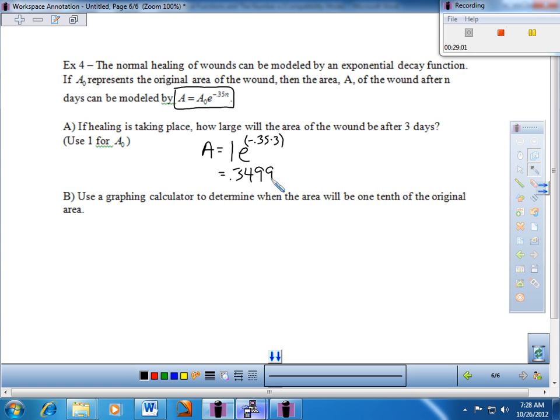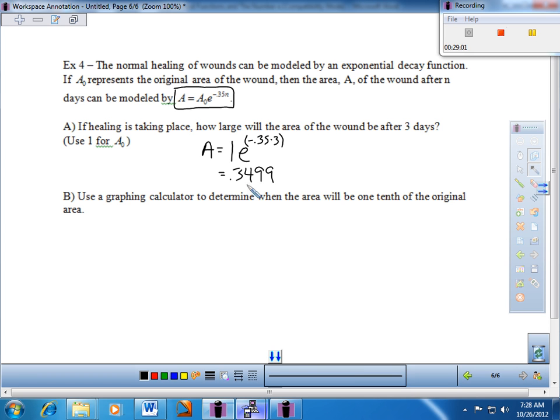And so just in terms of a relation or a percentage, if the original wound starts at 100% of the area, after 3 days, that area of the wound starts to go down. It decreases exponentially. After 3 days, it looks like it's down to about 35% of the original area. Okay, great. So in this case, I've got a situation where, given the input, put it in, come up with the output, just using it now with this new base e.